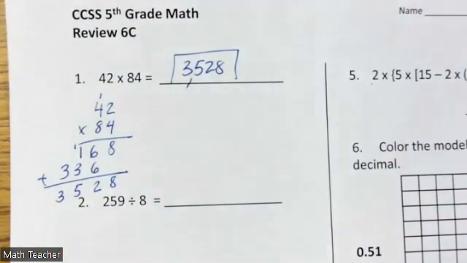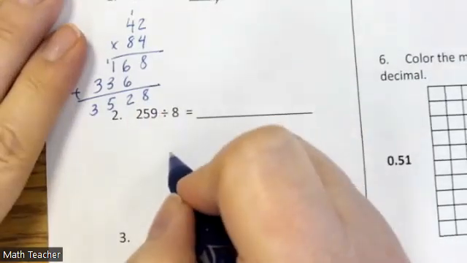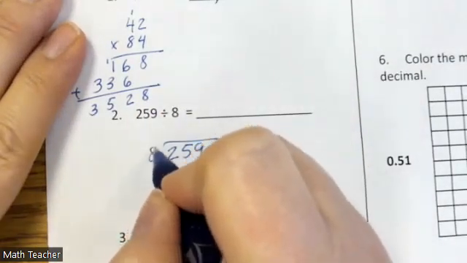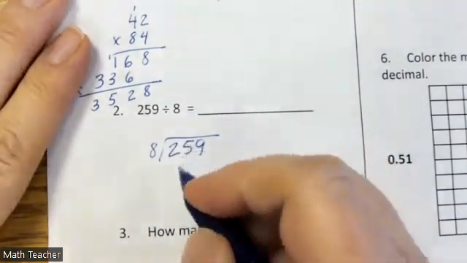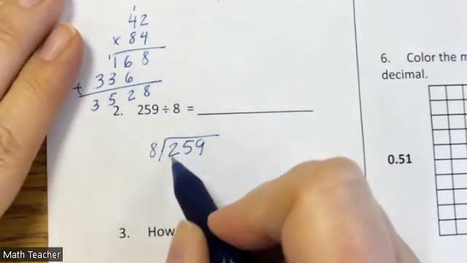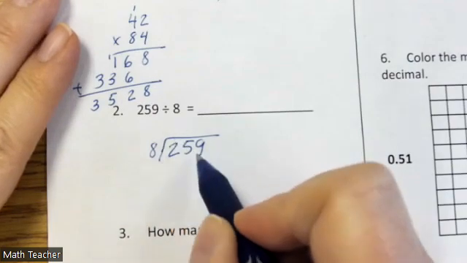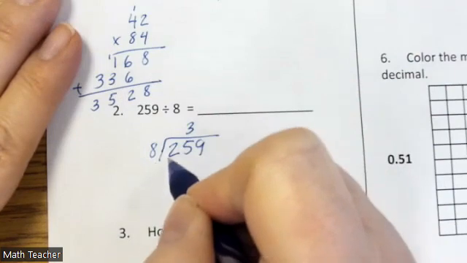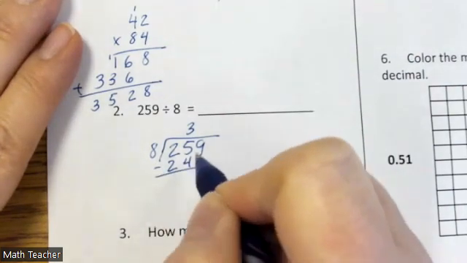Number 2, we have 259 divided by 8. So we'll set that up. The 259 goes inside the division box. And we're dividing by 8. 8 is too big to go into 2, so we cannot write anything above the 2. It can go into 25 3 times. 8 times 3 is 24.